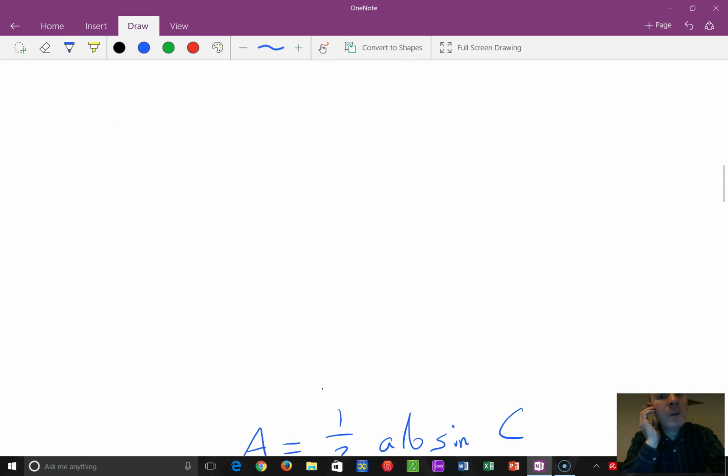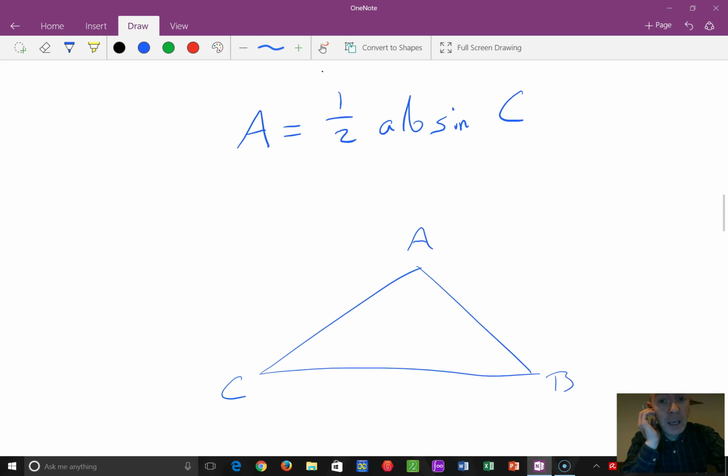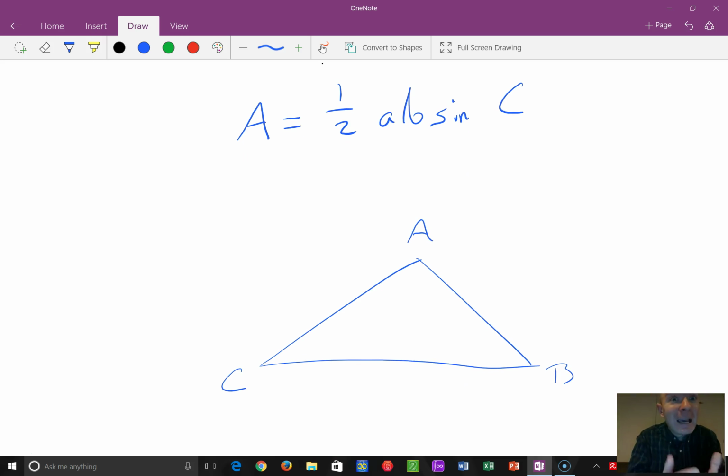Well, we can use some trigonometry and basically find that height for us using this formula. The area of a triangle, let me make that sub t, is equal to 1/2, like we had before, ab times the sine of big C.